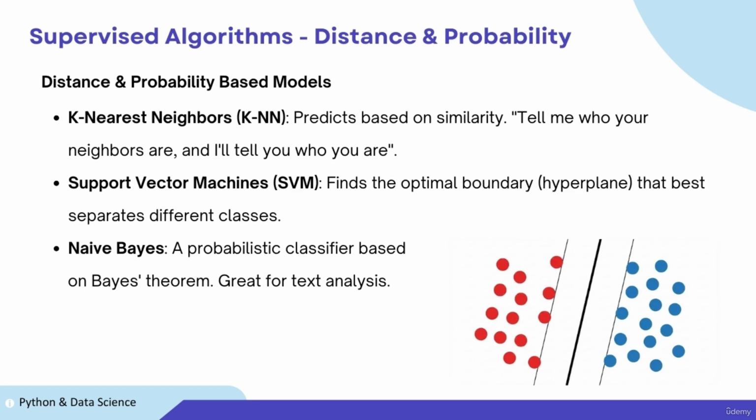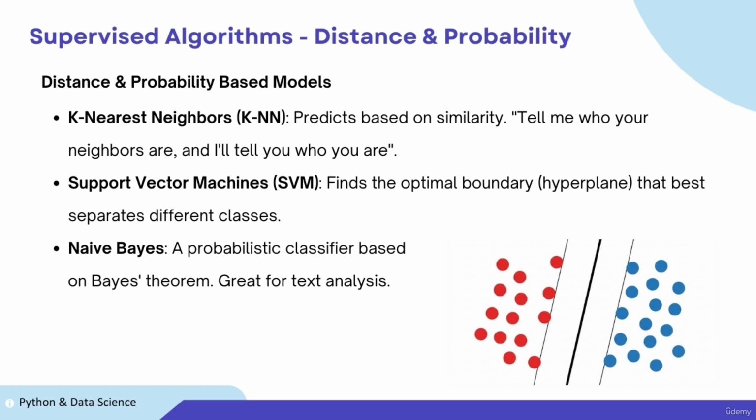Finally, we have algorithms based on geometry, k-nearest neighbors, or KNN. The logic here is simple. Tell me who your neighbors are, and I'll tell you who you are. If a data point is surrounded by red dots, it's probably a red dot.